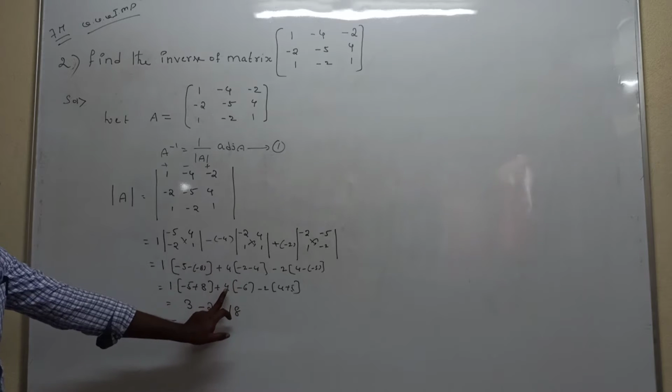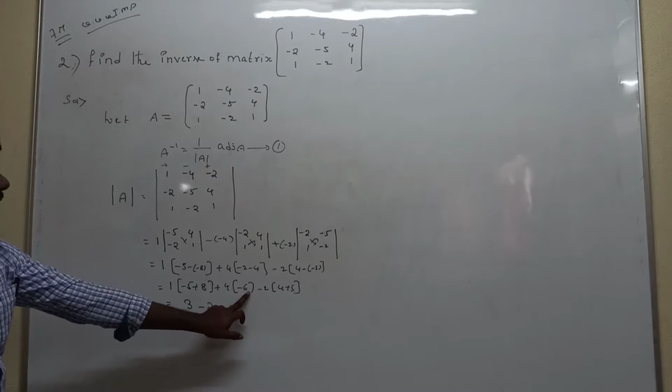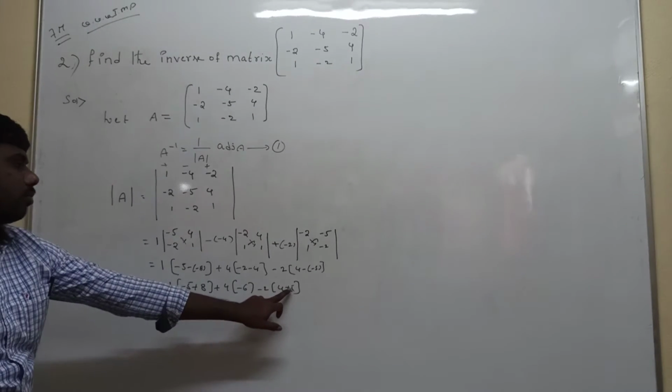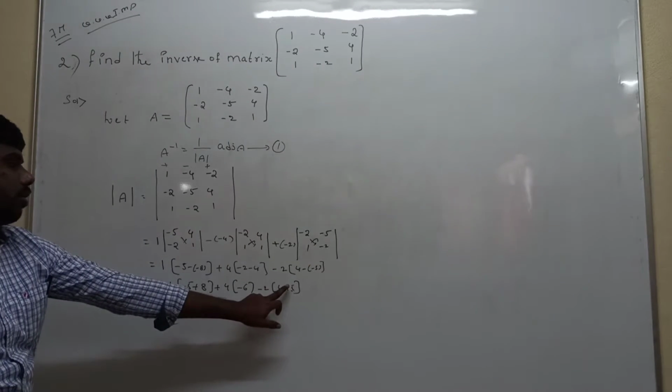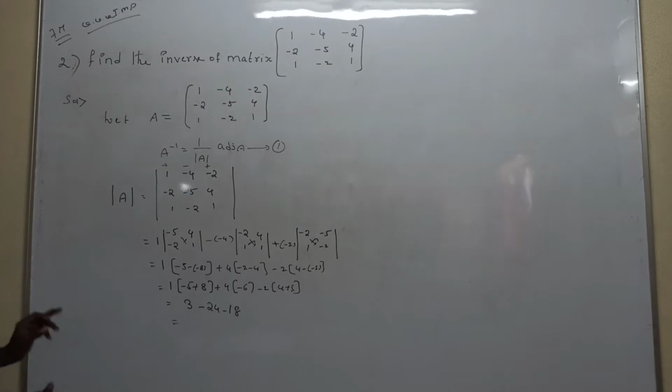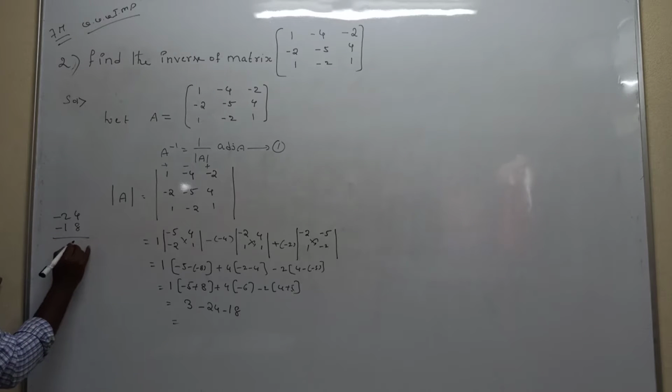Minus 2 into 1, okay. 4 times minus 6 is minus 24. 4 plus 5 is 9. 9 into 2 is 18. So now minus 24 minus 18 is minus 42, and minus 42 plus 3 is minus 39. That value is minus 39.